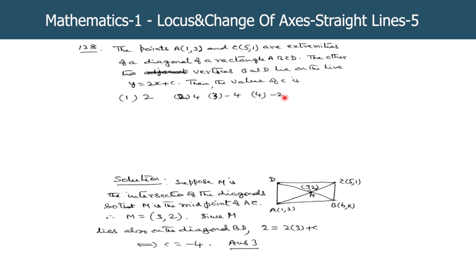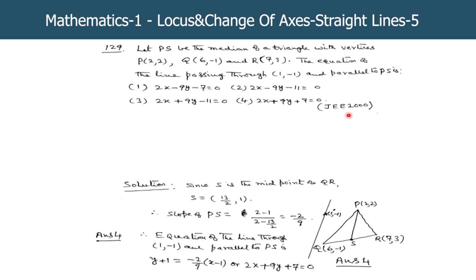So M is the midpoint of AC, therefore M is equal to (3, 2). Since M lies on the diagonal BD, we have 2 = 2 × 3 + c. So that means c = −4. So the correct option is option 3. Problem 129, this problem was asked in JEE 2000.